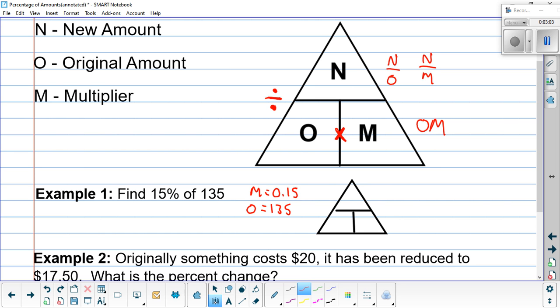So here we have our M as 0.15. We have our O as 135. And we're solving for our N. So that means between here we have multiply. Sorry, that says 1. It just doesn't look like it. Between there we have multiply. So our N is equal to 135 times 0.15, and that's 20.25.